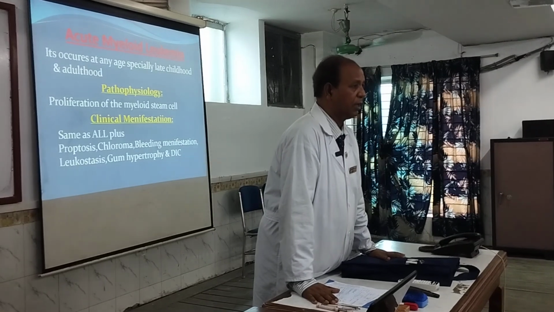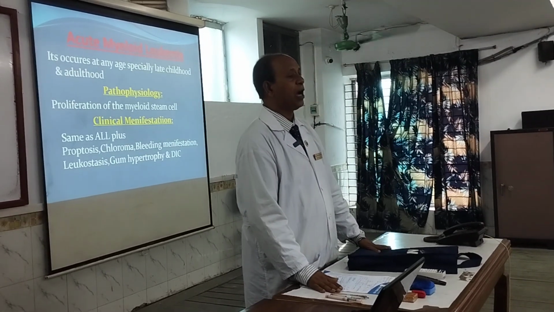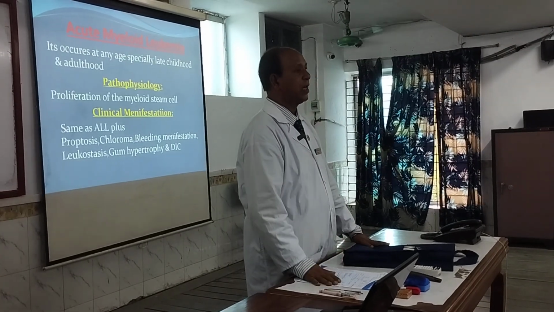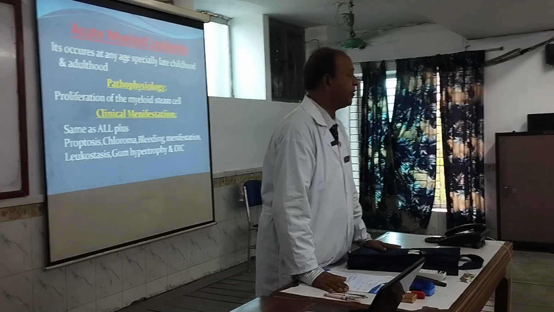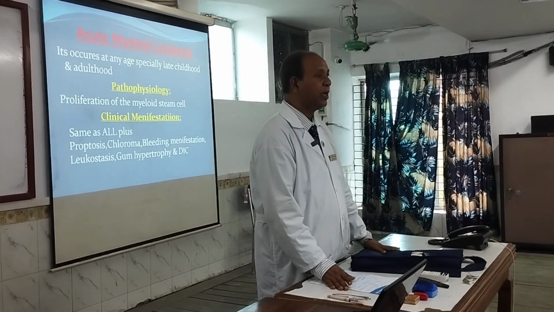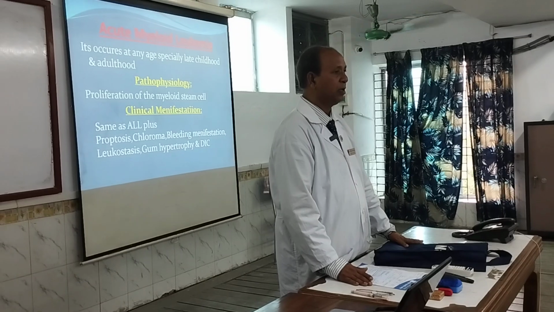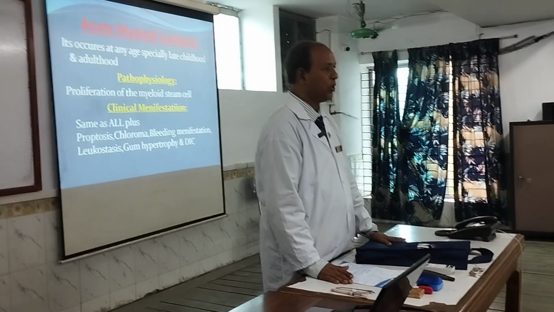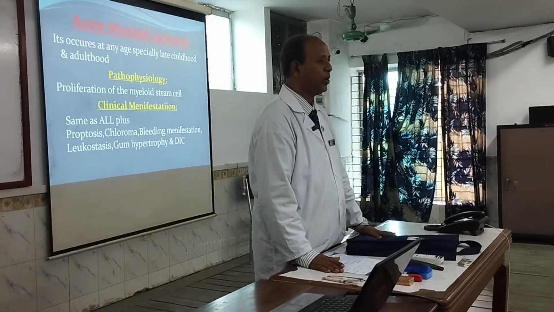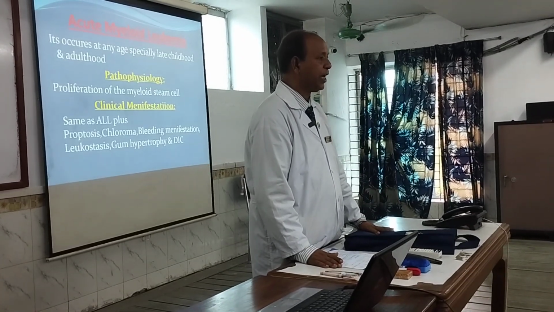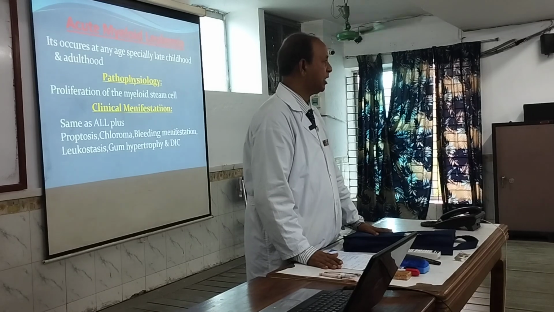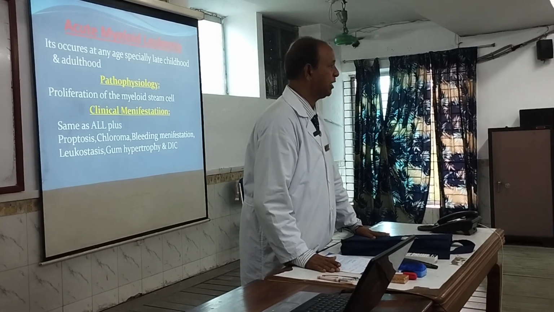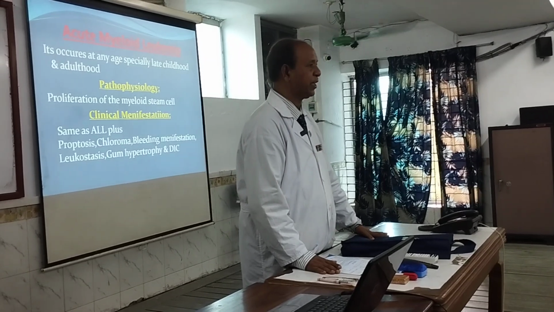Remember this one. Now how is it classified? Classification is done by the French-American-British classification. Classification is done by M0. Look to your book. M0, then M1, M2, M3, M4, M5, M6, and M7. Remember this one. There are 8 types. This is the French-American-British classification. Look in your book at the classification.